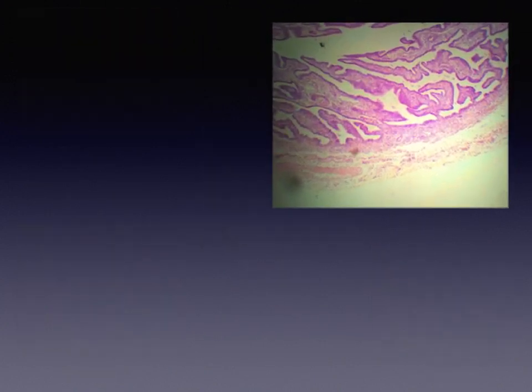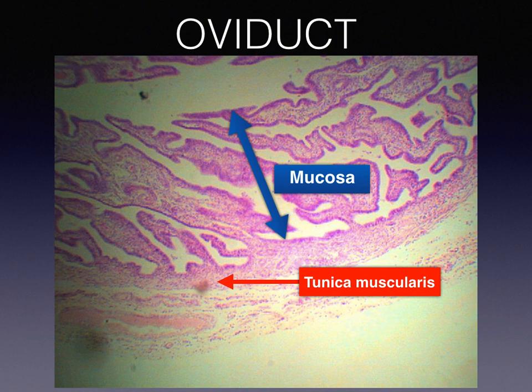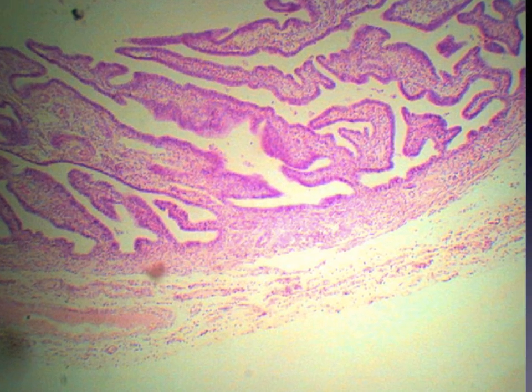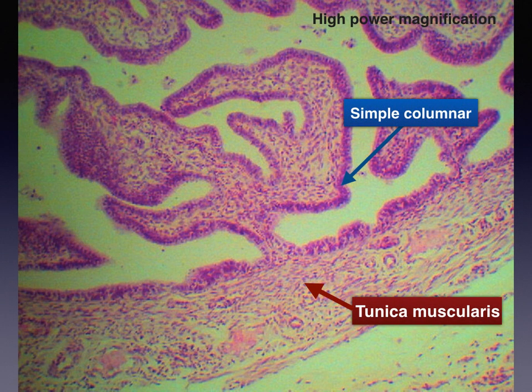Next, we have the oviduct. The oviduct is composed of layers which includes the mucosa, the tunica muscularis, and the tunica serosa. The mucosa, as you can see, is only single fold as compared to your seminal vesicles, which contains primary, secondary, and tertiary folds. This one is only single fold of cells and is lined by simple columnar cells.